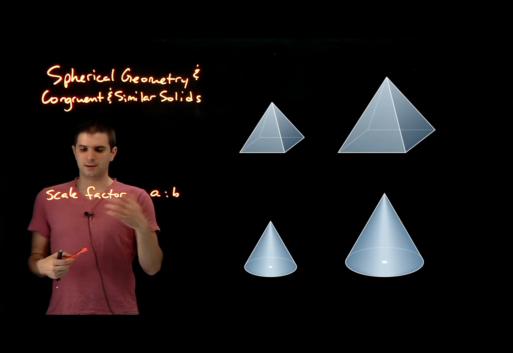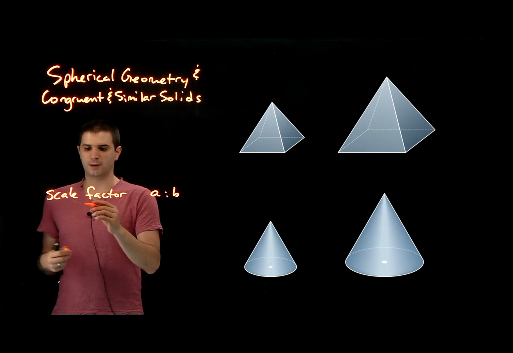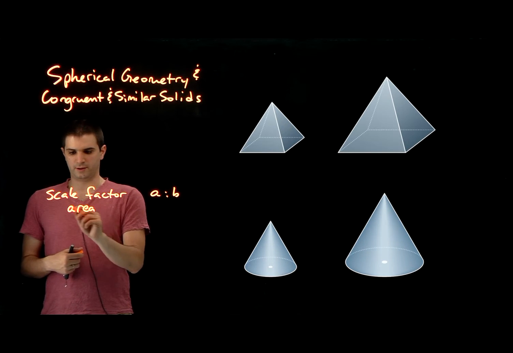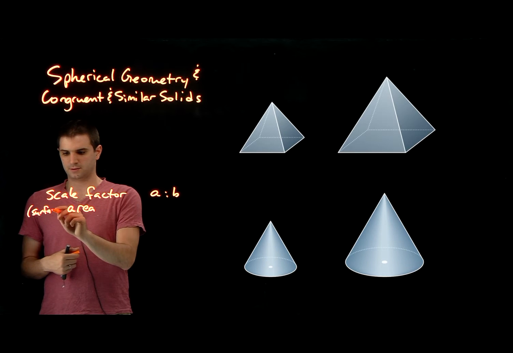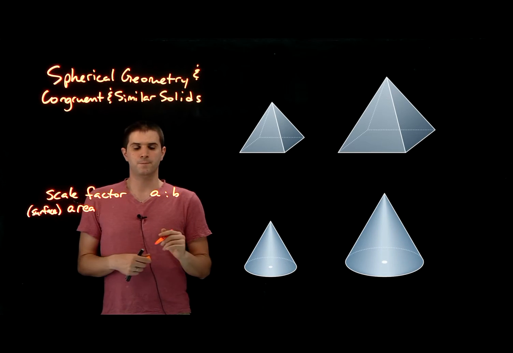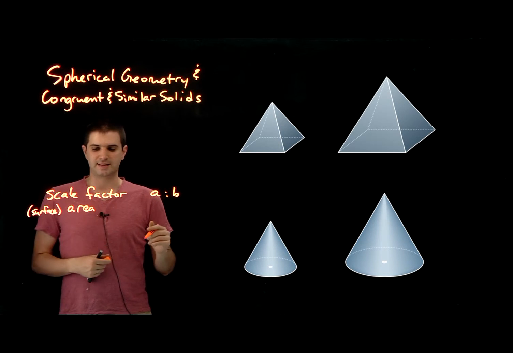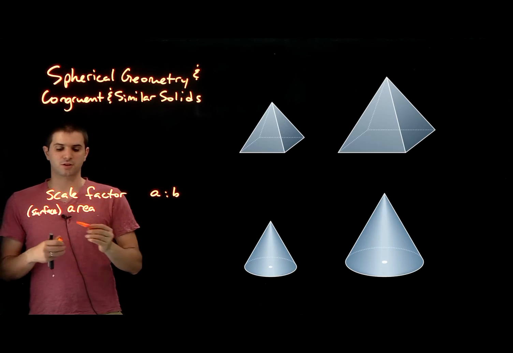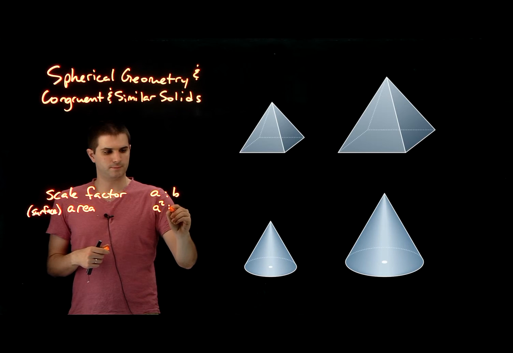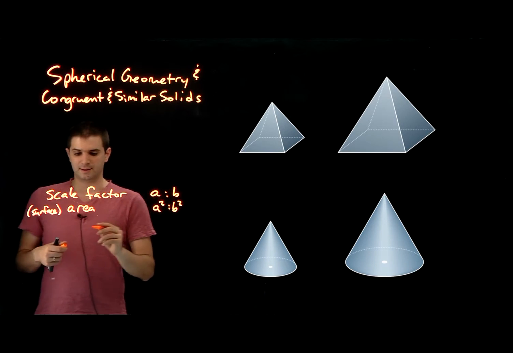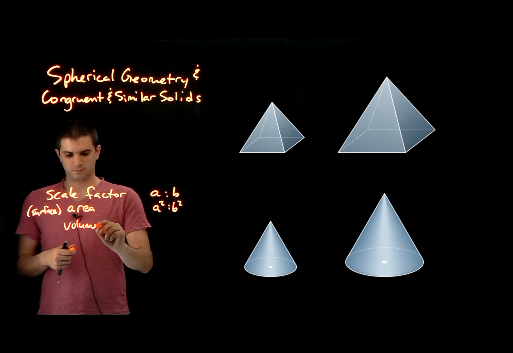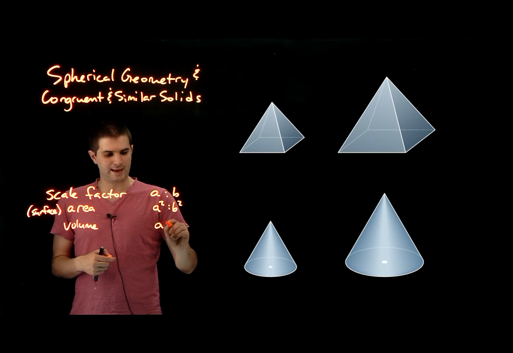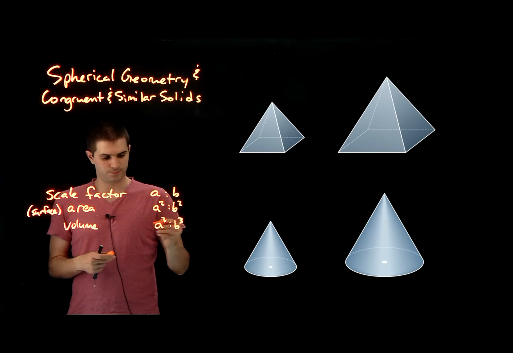Recently, we talked about the scale factor of the areas, or in this case the surface area. We said that if the scale factor is A to B, then the scale factor of the area, or in this case of three dimensions the surface area, is going to be A squared to B squared. Finally, for the volume, if we have a scale factor of A to B, then our volume scale factor is going to be A cubed to B cubed.